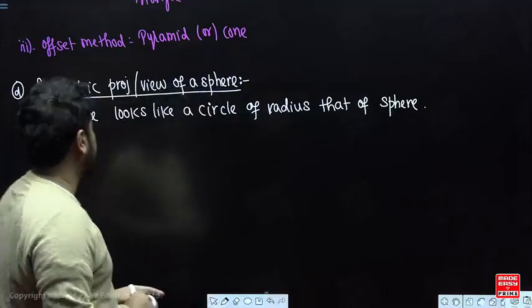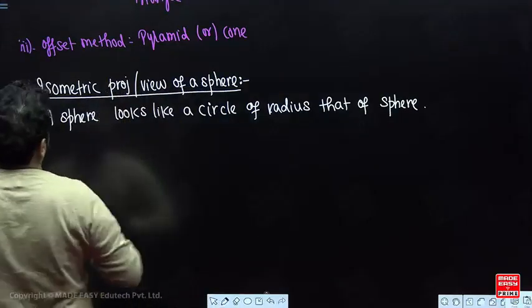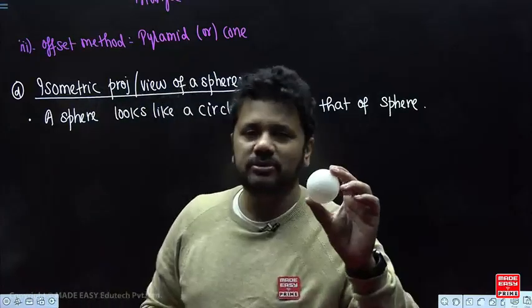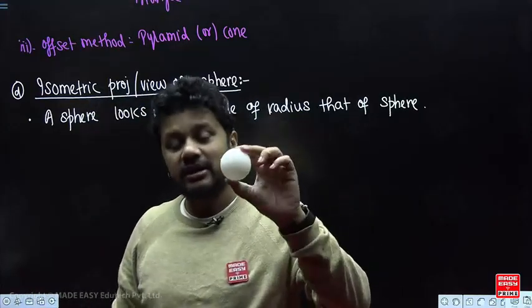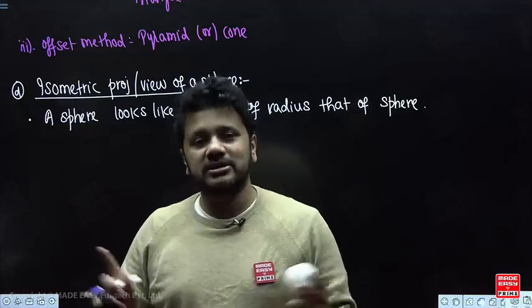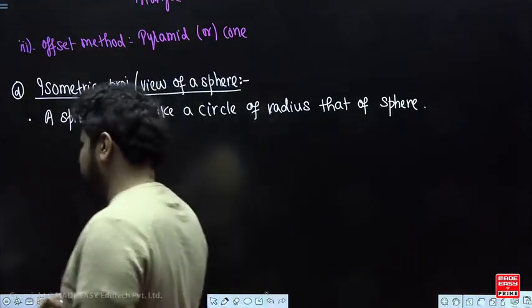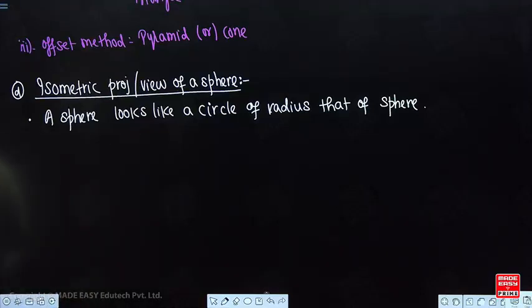So from here you will see that there is a difference between isometric projection and isometric view. You will learn two things: how to draw the isometric view or isometric projection of a sphere, which is a very important thing, and second, what is the difference between isometric projection and isometric view. So both things you will come to know over here, right? So for this, let us take an example, correct?